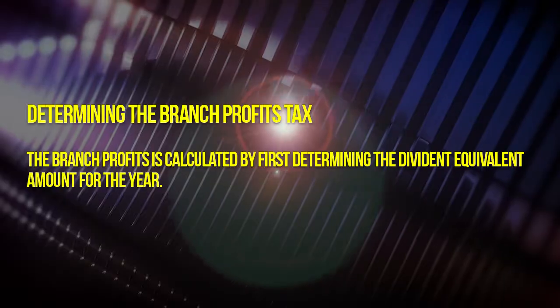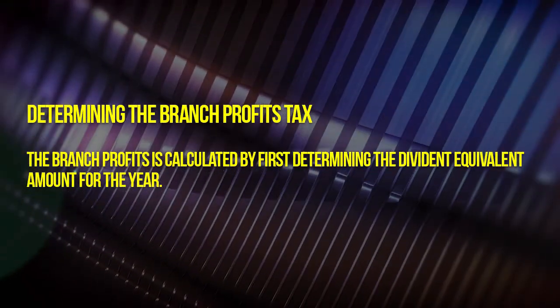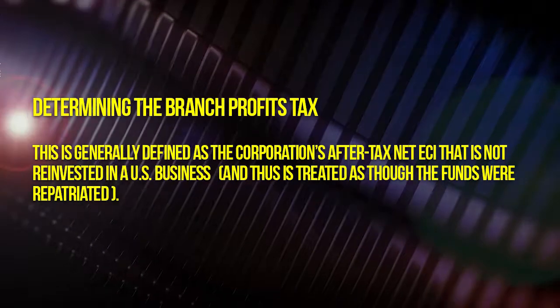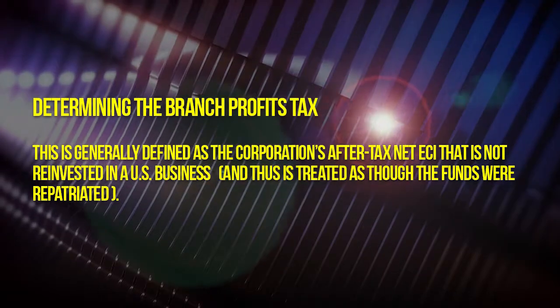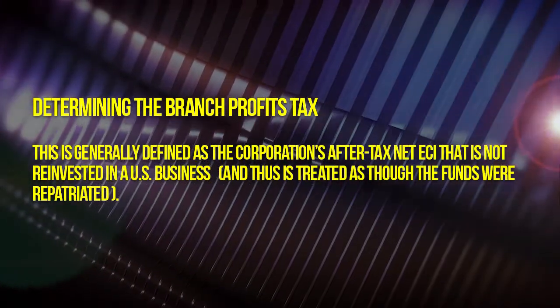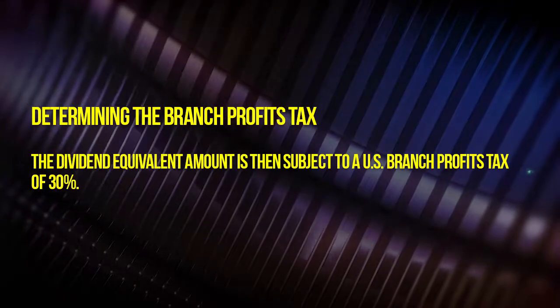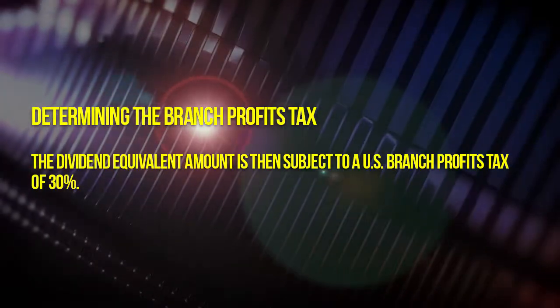So, how exactly is the branch profits tax determined? The first step in determining the branch profits tax is to determine the dividend equivalent amount. This amount is generally defined as the corporation's after-tax effectively connected income that is not reinvested in a U.S. business. If it's not reinvested in U.S. business, it's treated as though the funds were repatriated back to the foreign parent and therefore subjected to the branch profits tax. This dividend equivalent amount is then subjected to the 30% branch profits tax rate.